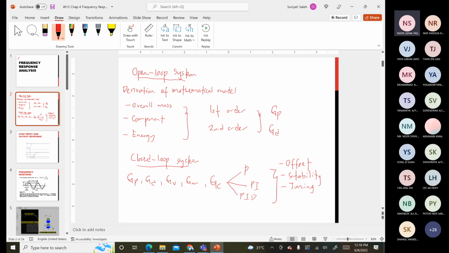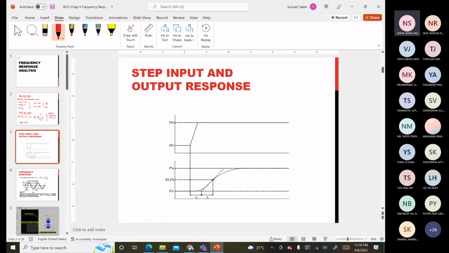Normally, in the open loop and the closed loop system, we emphasize the use of the step input. I think this one has been covered before, where in the step input, you just change the value from one point to another point. So if we consider it, let's say in this case, you have the input. The MV here represent your input.